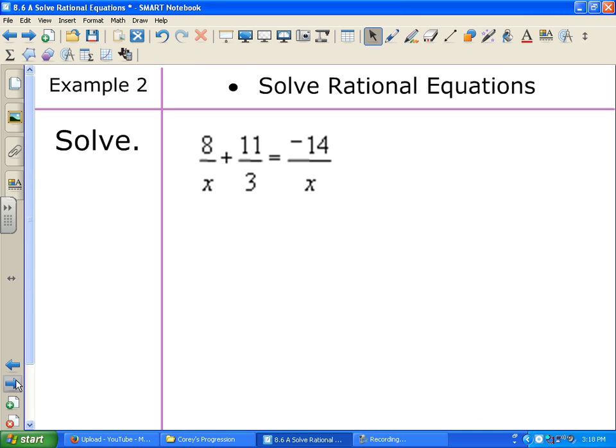Next problem. 8 over x plus 11 over 3 equals negative 14 over x.